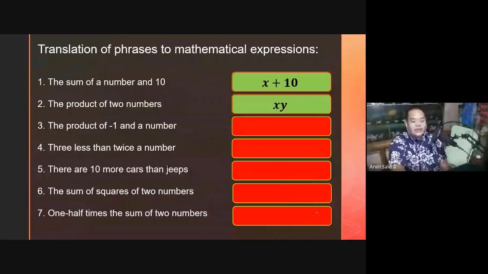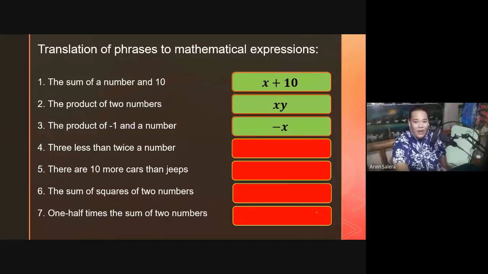Okay, next. The product of -1 and a number. So that will be -x. Remember that when there is no number preceding x, it means 1. But since it's -1, that's why there is a negative preceding x. So -1x, or -x.